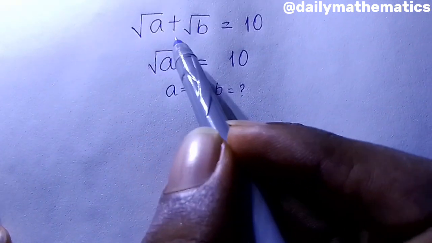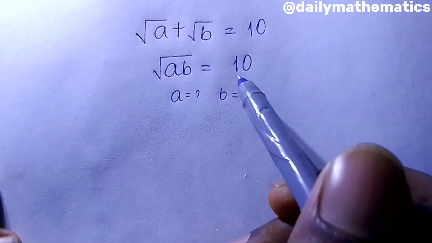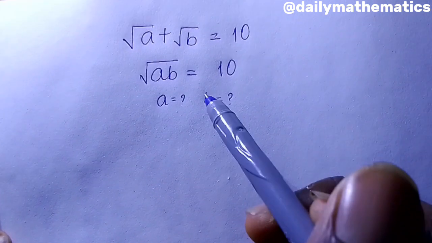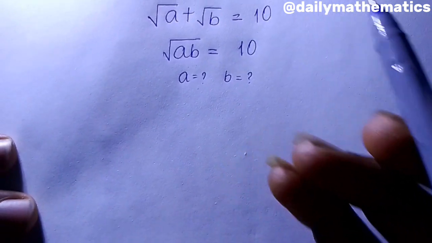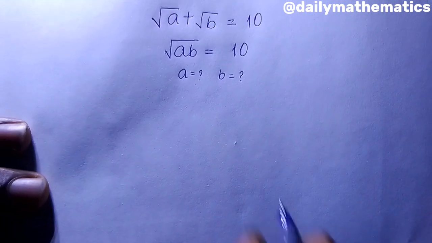Root a plus root b equals 10. Root ab equals 10. Find a and find b. Hi there, this is Daily Mathematics, and today we're going to be working out this question by finding a and b. So, solution.